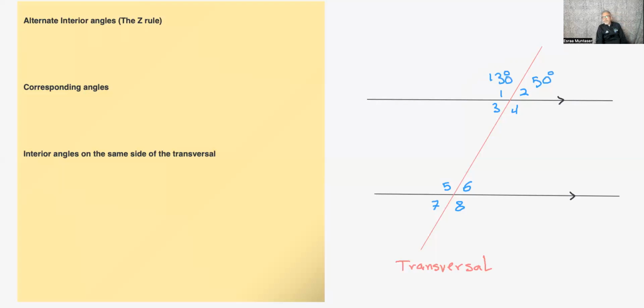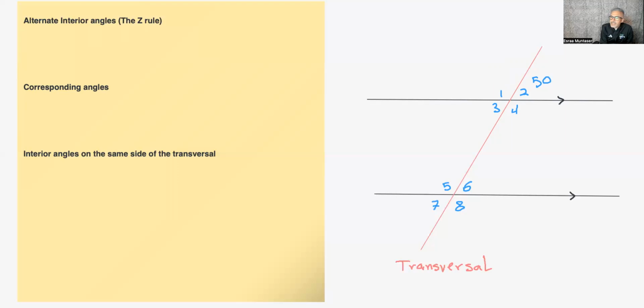That means all of these angles here, 4, 5, 6, 7, 8, are either 50 or 130. There's nothing else. There's no other measurement. So that's very important to understand about parallel lines. There are only two measures of angles when you have parallel lines. If this is 40, then this would be 140, and all of them would be like that, either 40 or 140.